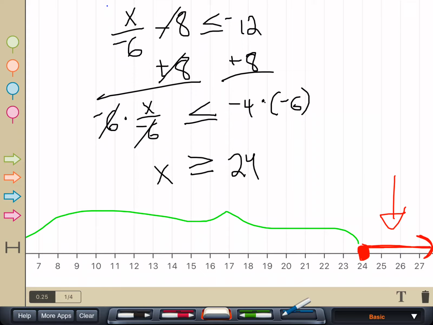18 divided by -6 is -3, minus 8 is -11. Oh, yeah, I was right. -11 is not less than or equal to -12. It's actually greater than -12. Okay? So these numbers in the green won't work. If I take a number from the red, let's try 24 this time. 24 divided by -6 is -4, minus 8 is -12. Is -12 less than or equal to -12? Well, yes, because it's equal to. So that proves that 24 would work. And in fact, any of the numbers in this red section would also work.